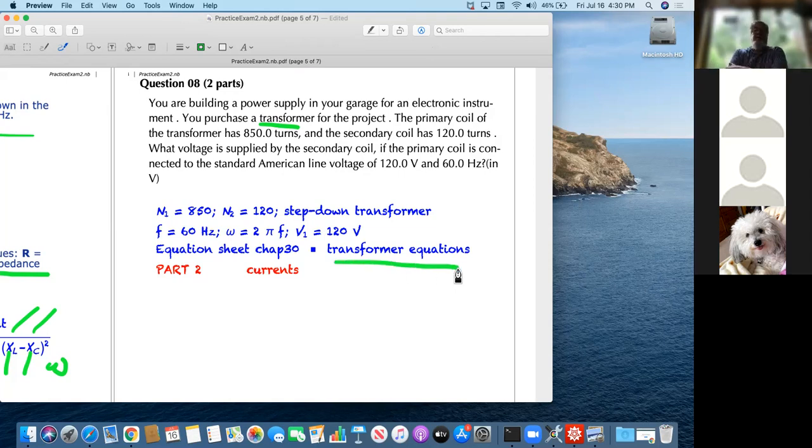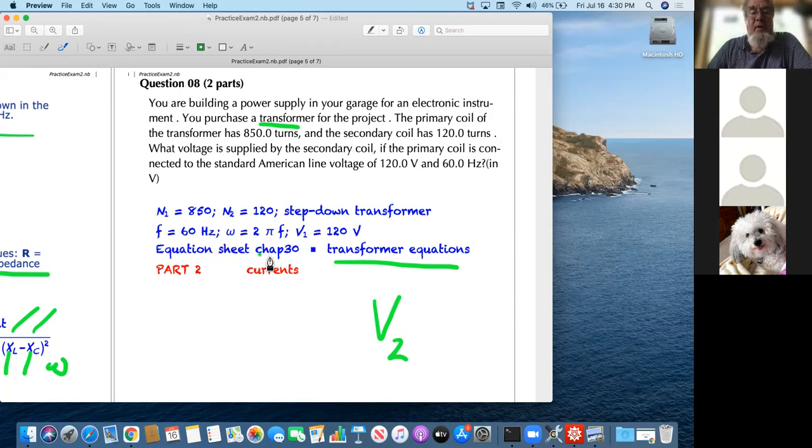Now I need to know what's the transformer equation. What am I trying to calculate? What's the voltage supplied by the secondary coil? Well, that's obviously V2. I know N1, N2, and V1. I've got to find V2. Well, I'll have that on the equation sheet.